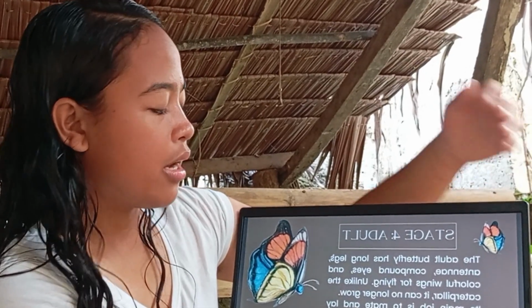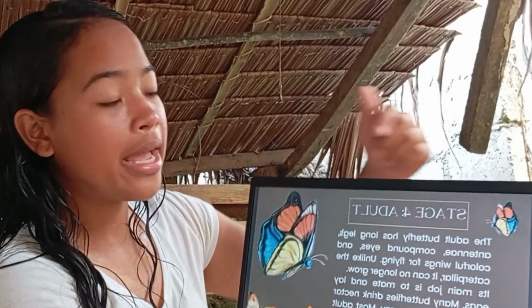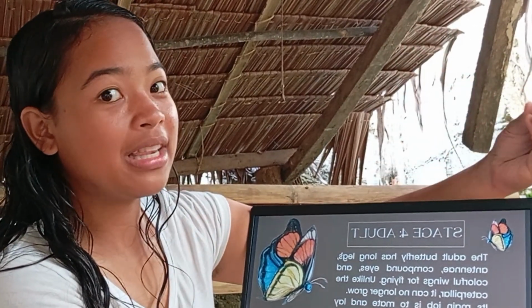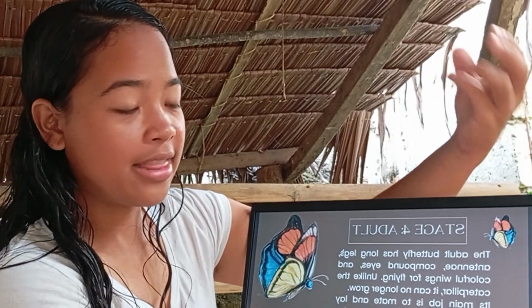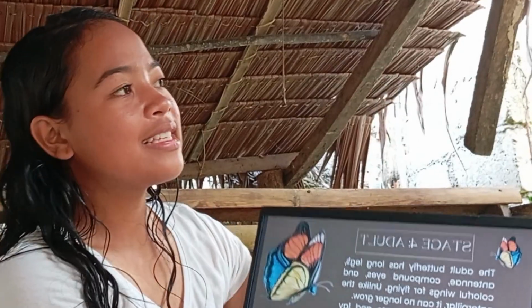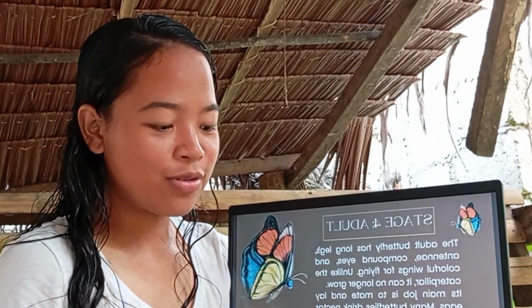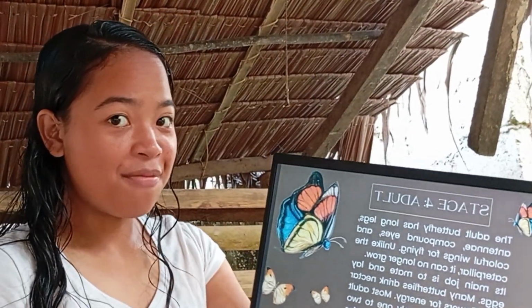So when they are adult, they will lay eggs, and then the eggs will hatch into caterpillars, and that caterpillar goes into the pupa in stage 3, and then becomes an adult in the same process. So that's how nature is so amazing, right? That's the flow of how metamorphosis works, especially in butterflies.